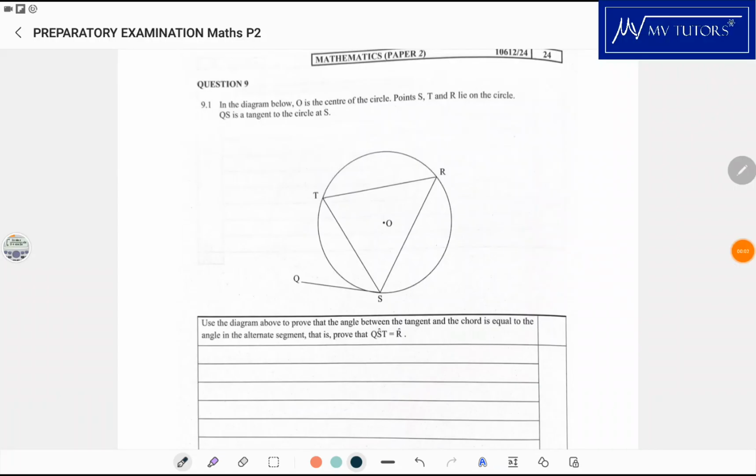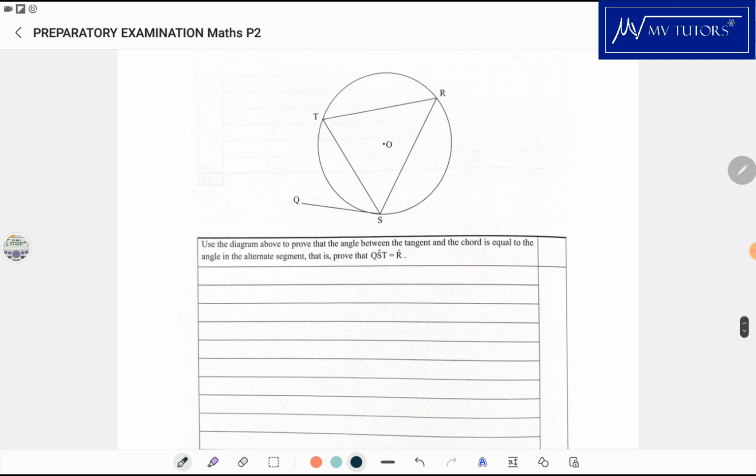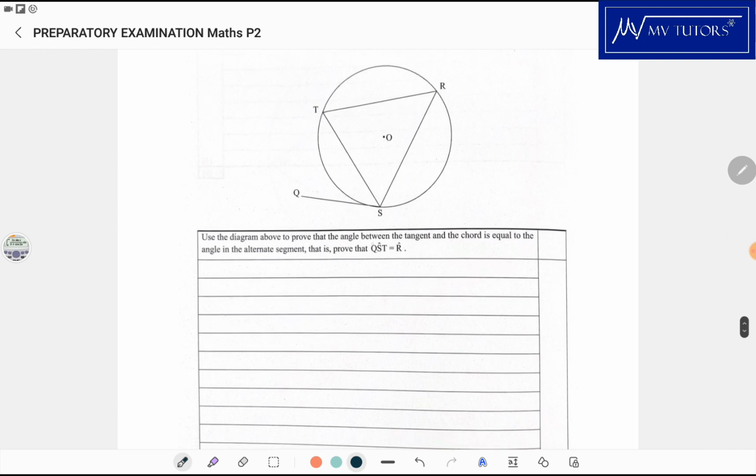All right, let's look at question 9. It says in the diagram below, O is the center of the circle. Points S, T and R lie on the circle. QS is a tangent to the circle at S. Then it says use the diagram above to prove that the angle between the tangent and the chord is equal to the angle in the alternate segment. That is, prove that QST is equal to R.